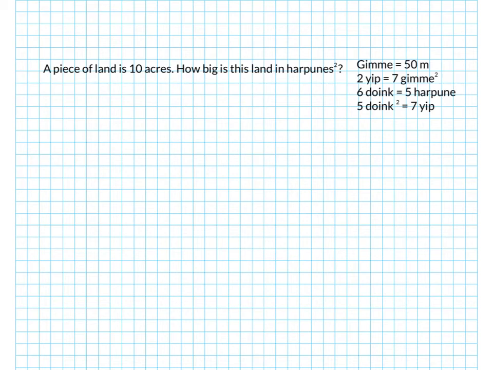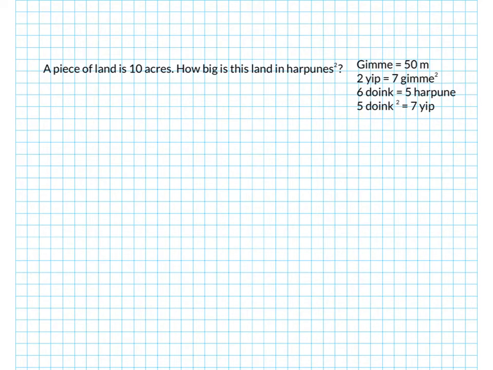A piece of land is 10 acres. How big is this land in harpoons squared? So I'll use everything I have on the dimensional analysis fact sheet, plus a couple extras over here on the right-hand side. A gimme is equal to 50 meters, 2 yip is 7 gimme squared, 6 doinks equals 5 harpoons, 5 doinks squared equals 7 yips.